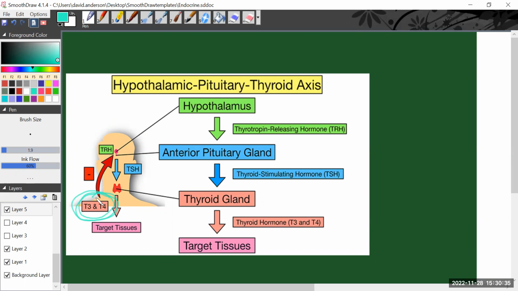Nobody can tell me what the 3 and the 4 are in reference to? Those are the hormones.